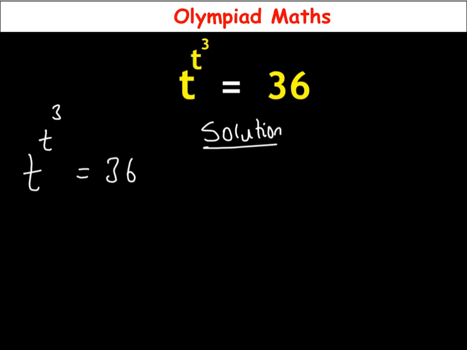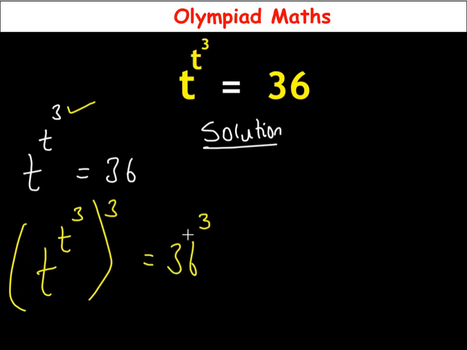Now looking at this question, the first thing I want you to pay attention to is this power 3 right here. And what we are going to do is to raise both sides of the equation to power 3. So it will be in this form. In brackets, we have t raised to power t raised to power 3, then all raised to power 3 is equal to 36 all raised to power 3.